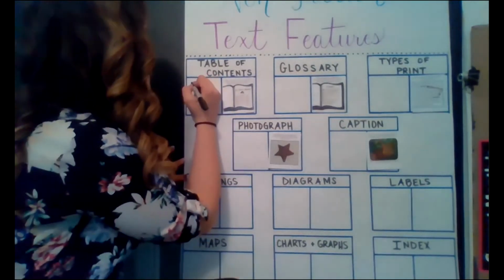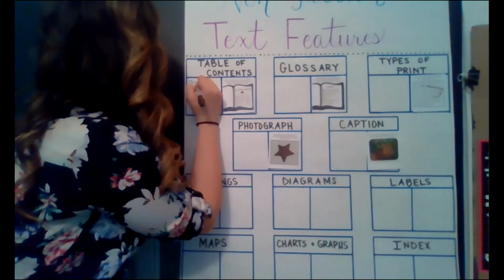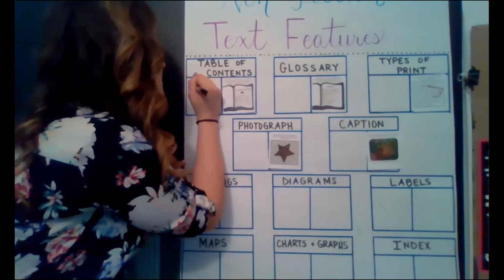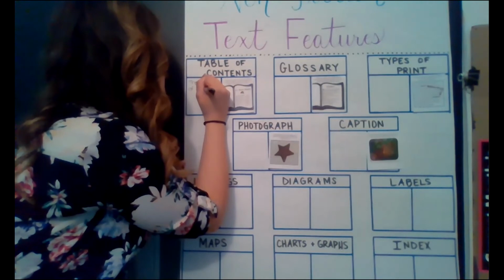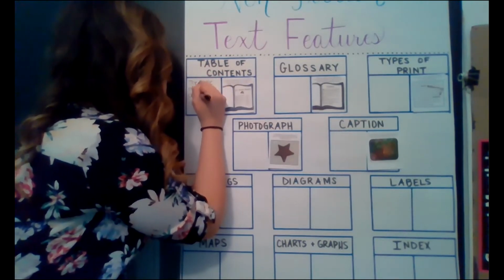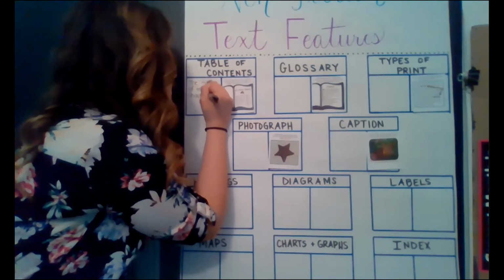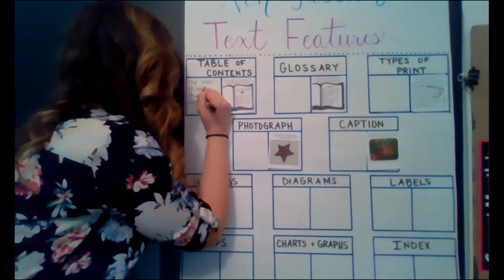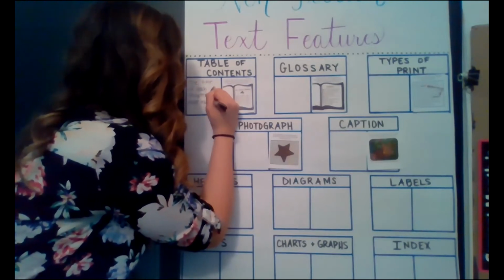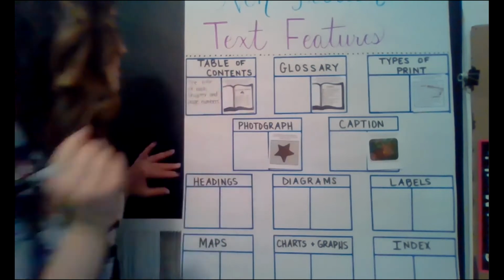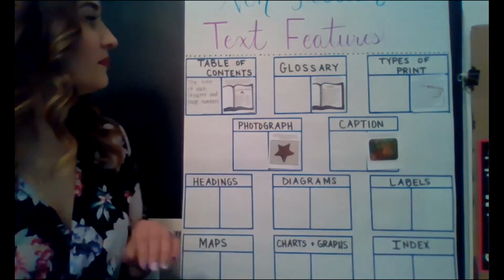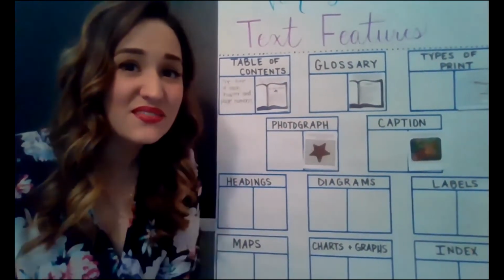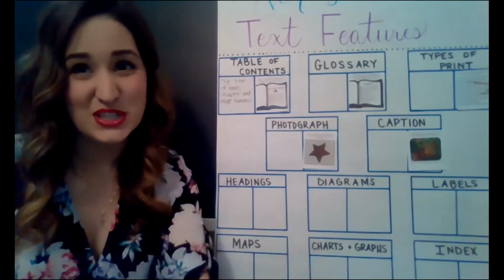So I'm going to write down title of each chapter and page number. Perfect. Great. So let's keep going. I know that's a little bit blurry to see, but it says the title of each chapter and the page numbers. That's what we just talked about.